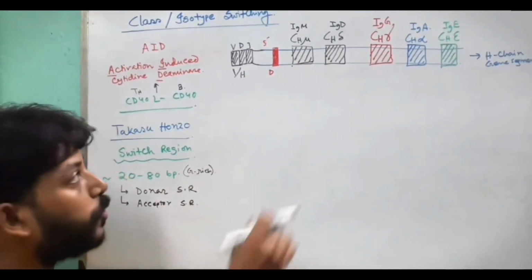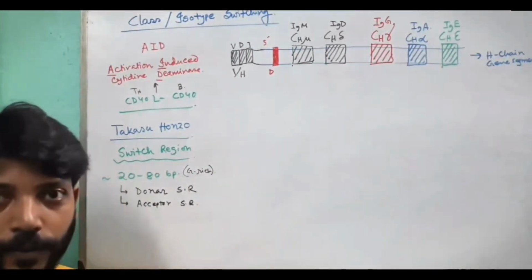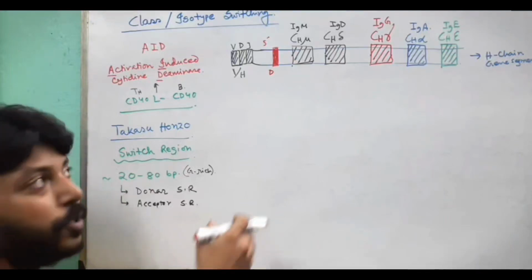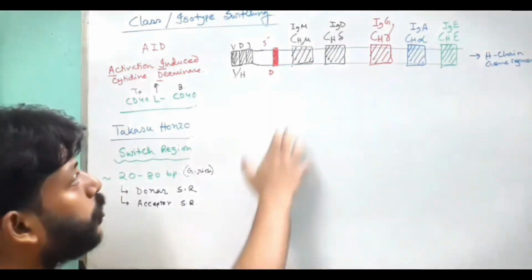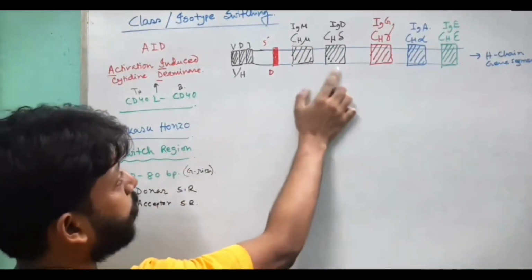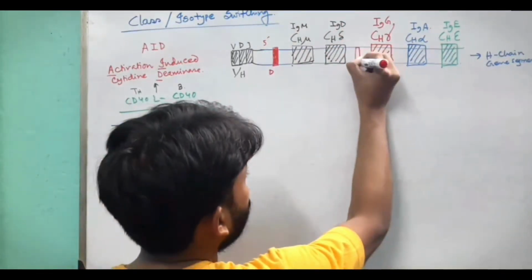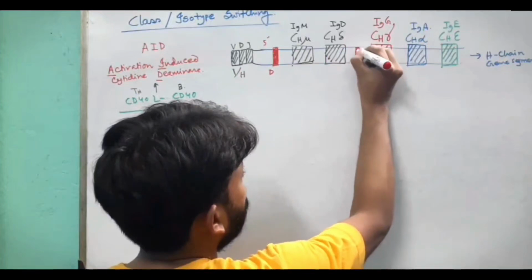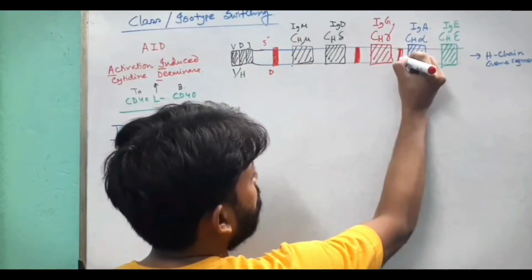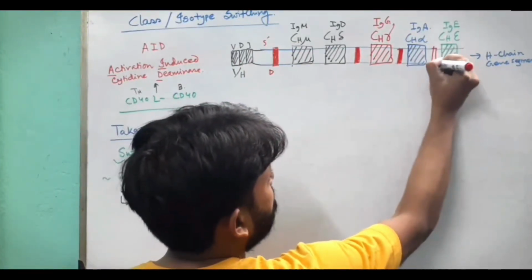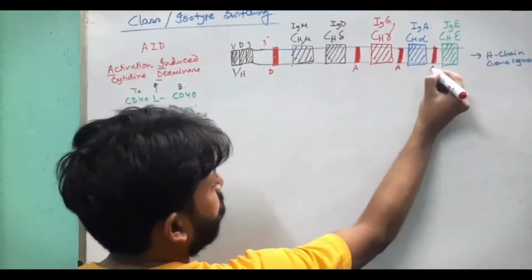There is no switch region between this constant heavy mu and constant heavy delta, because they are inherited as one. Okay, in mature B cells I have already shown you that IgM and IgD antibodies are expressed together. So there is no switch region present between this IgM and IgD constant heavy segment. Then there is another segment of this gene, the switch region, present before this IgG, before this IgA and before this IgE. This is the switch region. This is the donor and this is the acceptor switch region.